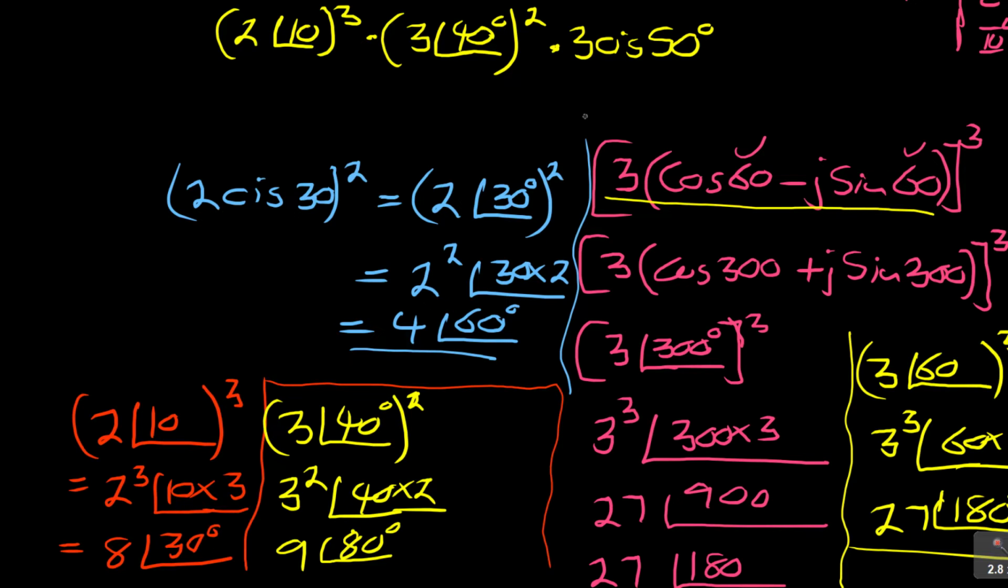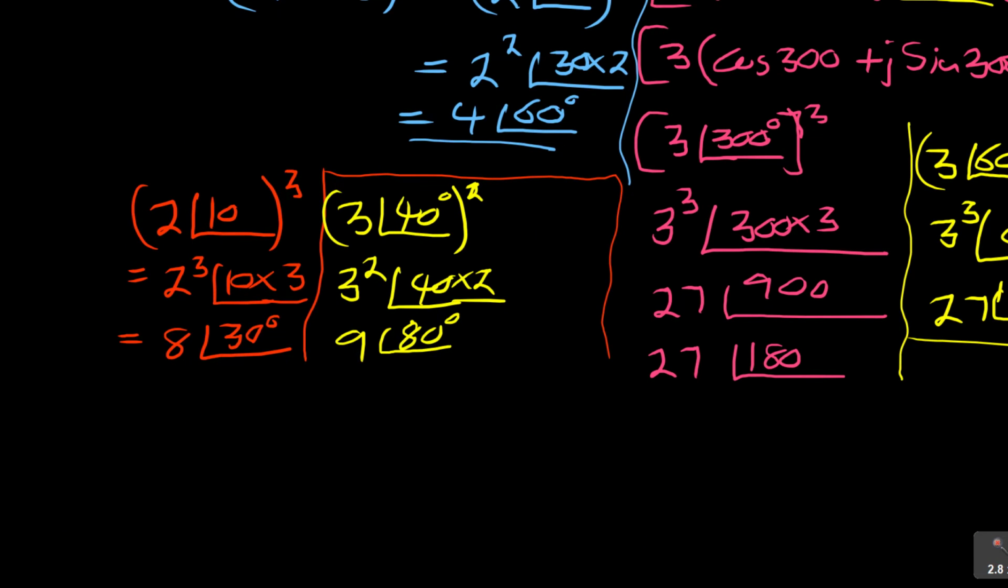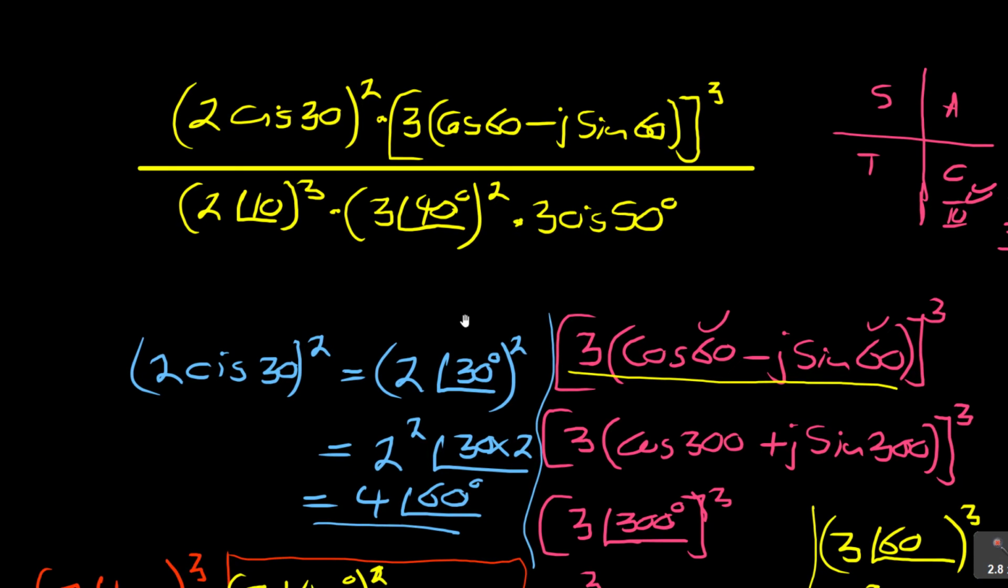And then the last one is 3 (cos 50 + j sin 50), and then the 3 to the power of 1 is same as saying let me just do that one. This is same as saying 3, 50 degrees.